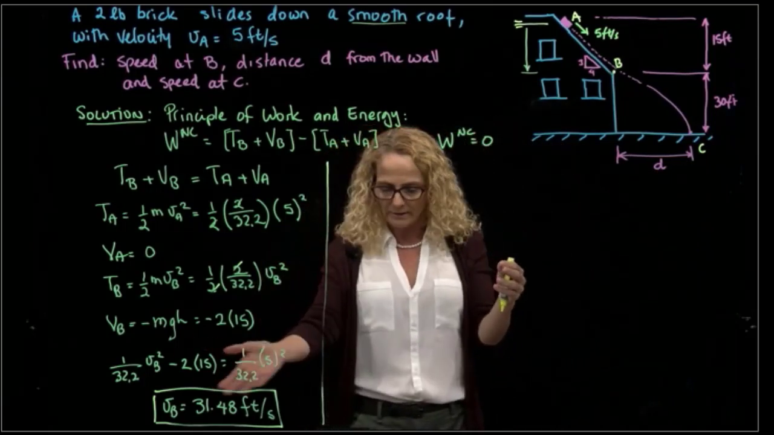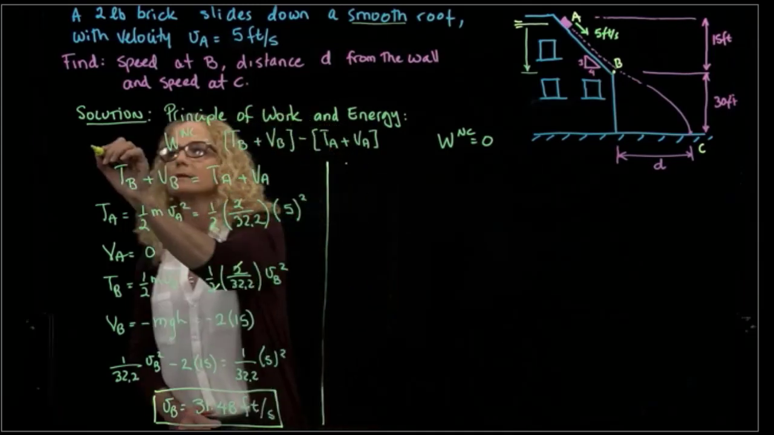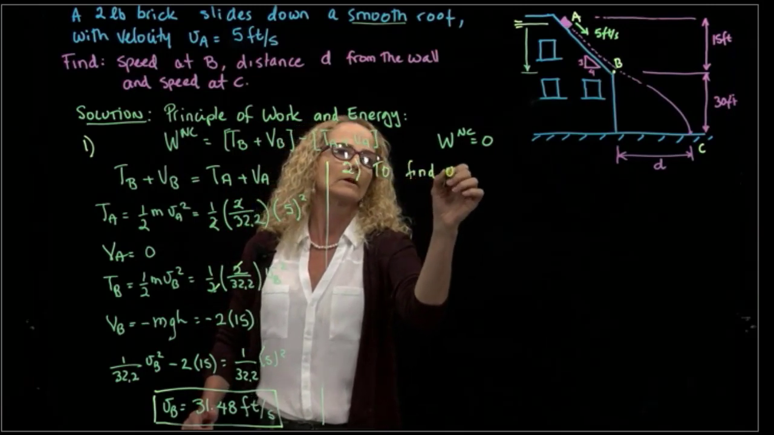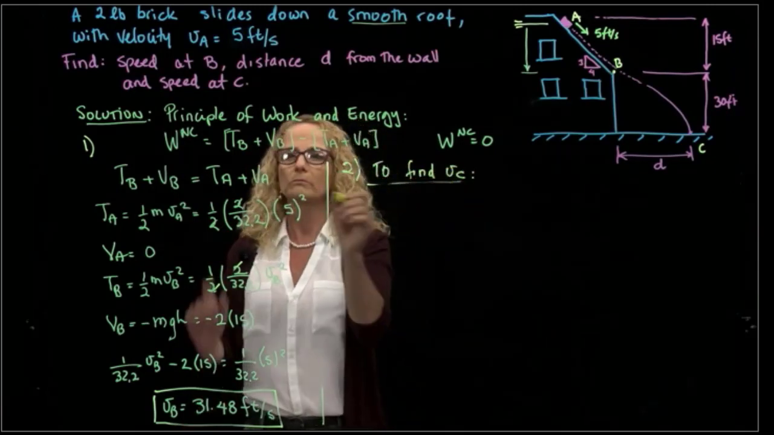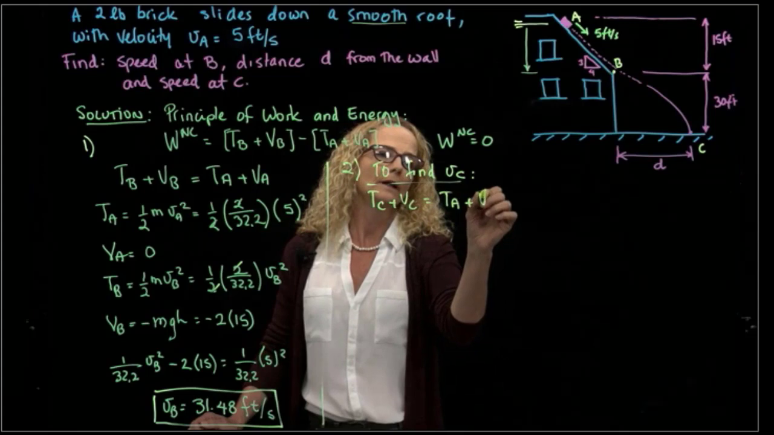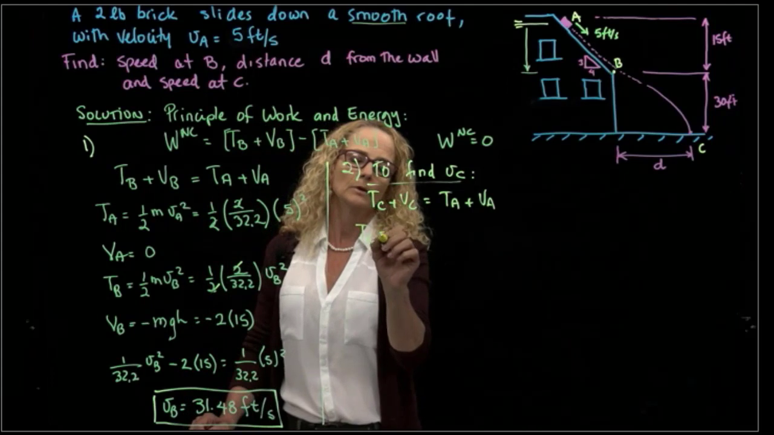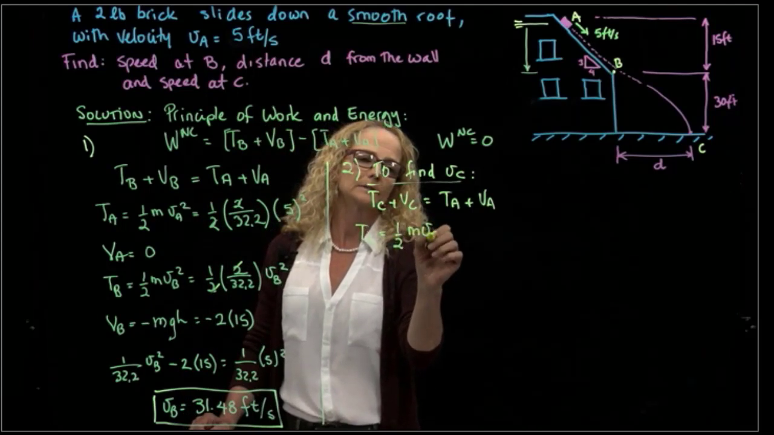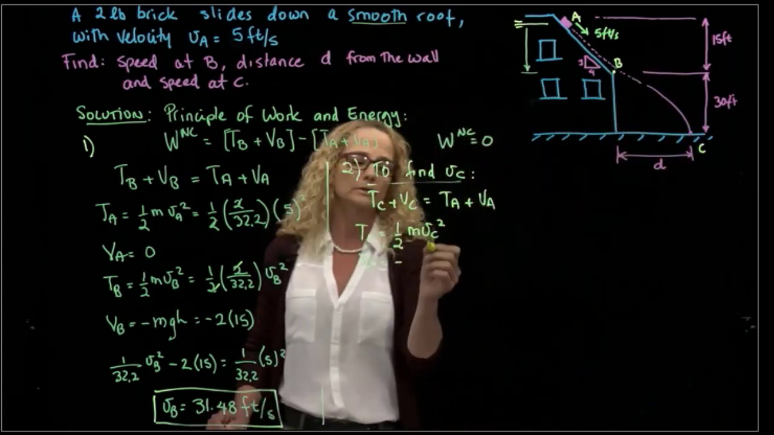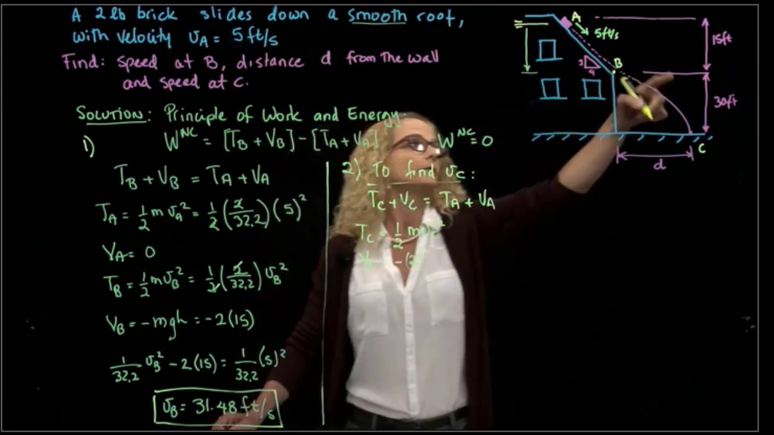So I will use exactly the same that I have here. This was question number 1. Question number 2 is to find velocity C. We use TC plus VC equals TA plus VA. We already calculated TA and VA. TC will be 1/2 mass VC squared, and VC will be negative. Now I lost all this amount of energy, so it will be my pound, which is 2, times, instead of 15, 45.